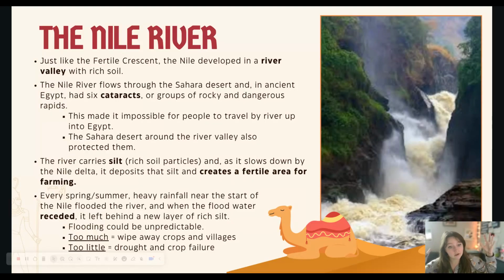The Sahara Desert on both sides of the Nile also protected the people in Egypt. So it created sort of a protected little pocket of land where they could grow things and where they could be protected from the bad guys.